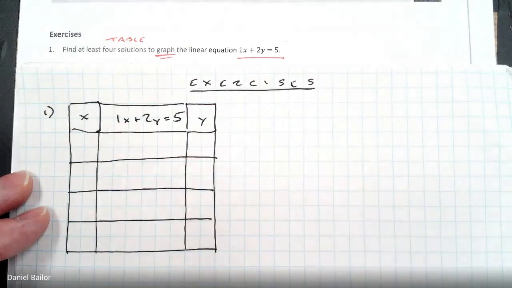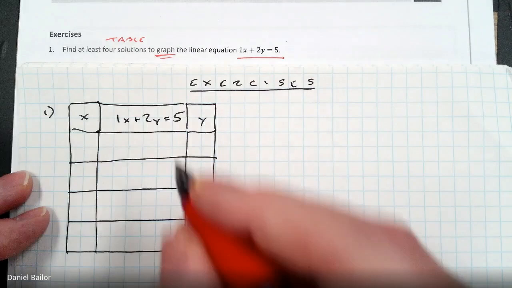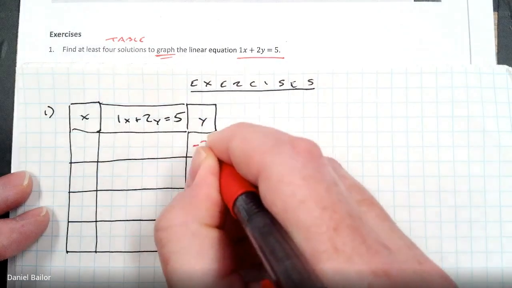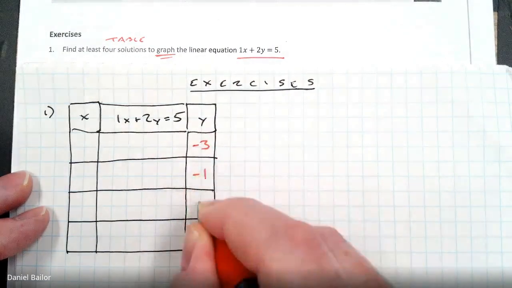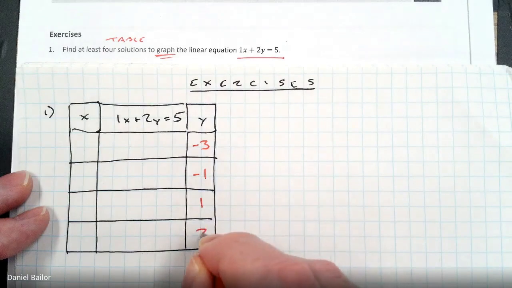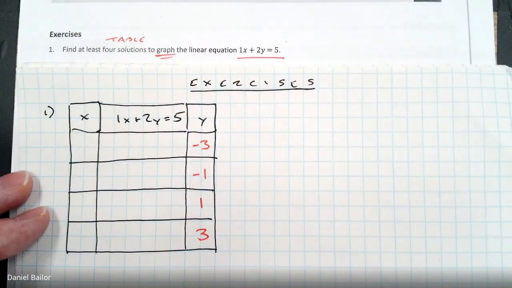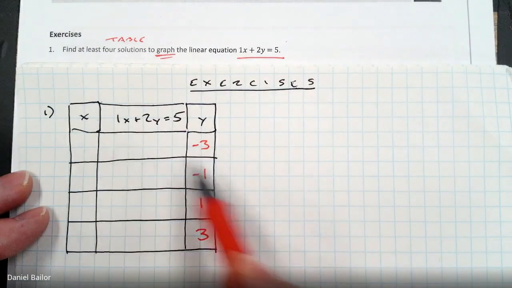What I like to do is, because we only need 4, I'm going to spread them out a little bit. So I'm going to do, let's say, -3, -1, +1, and 3. Now you can pick any values you want. That's just what I'm picking. So you can choose the values I chose, or you can choose something else. But after we do this, let's solve the equation.